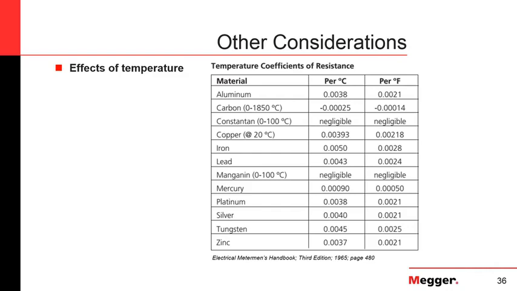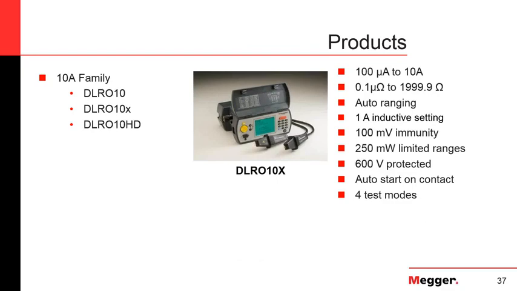So now that we have all the considerations for choosing the instrument and for making our measurements, I want to briefly talk about the maker offering for low resistance testing. We have several families, starting with the 10 amp, and we'll have 3 instruments on this one: the DLRO 10 and 10X, which will be capable of measuring resistance values between 100 microohms and 10 ohms.